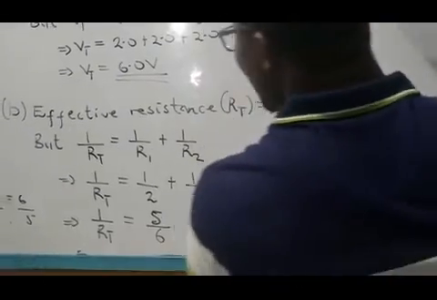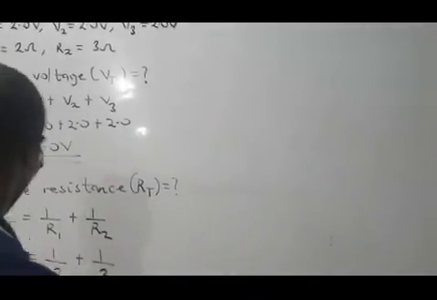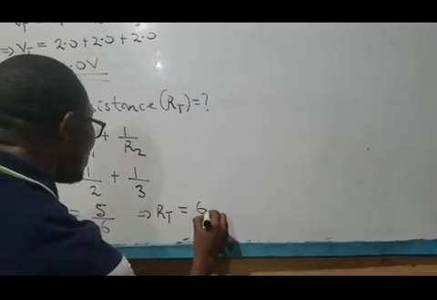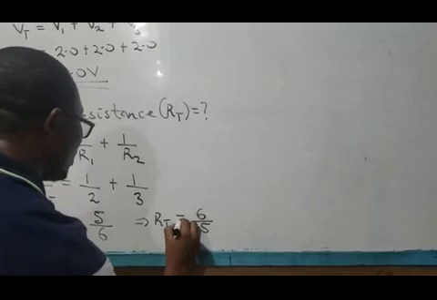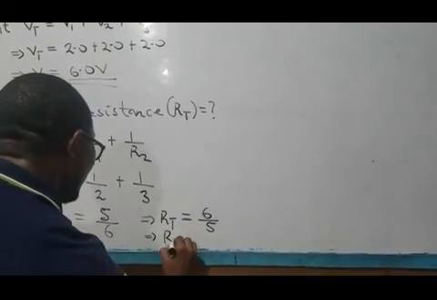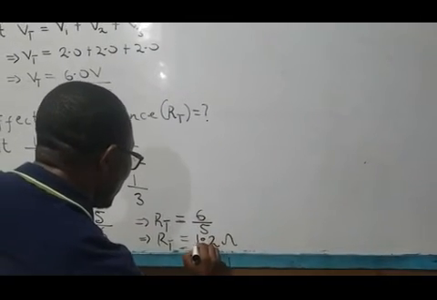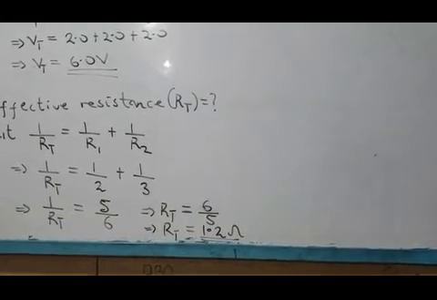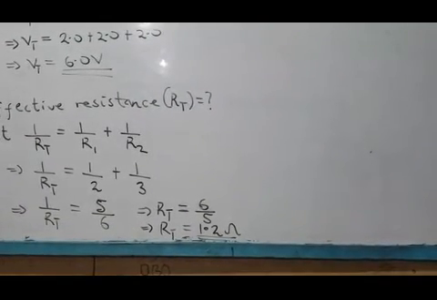So it implies that RT is equal to 6 over 5. Six on 5 is the same as 1.2 ohms. So the total resistance there is 6 on 5, which is 1.2 ohms.